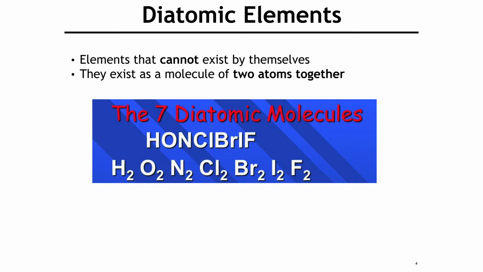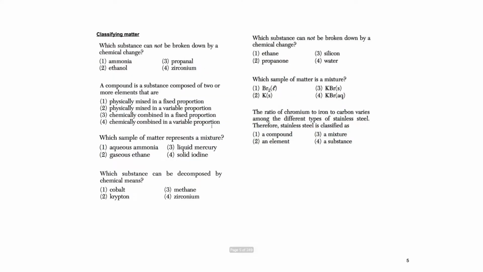You need to know, it's not in any of these questions here, but for any question on the Regents, the diatomic elements, di meaning 2, you've heard of that prefix before. They don't exist by themselves. They're always existing in pairs. H2, O2, N2. You need to know HONClBrIF. Your teacher may have said HONClBrIF. Remember those.